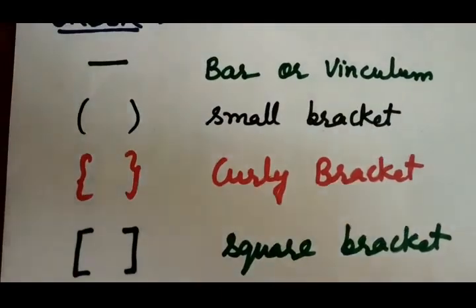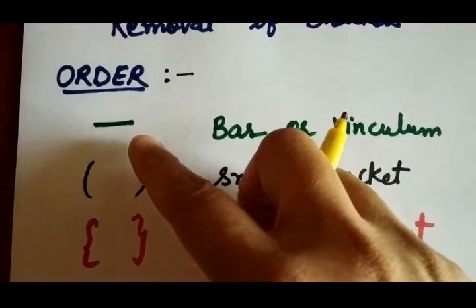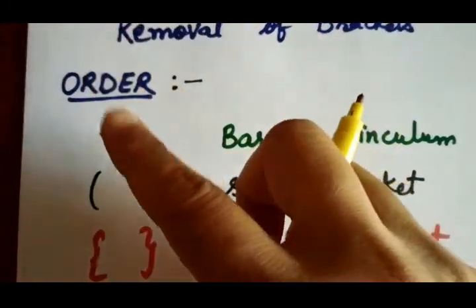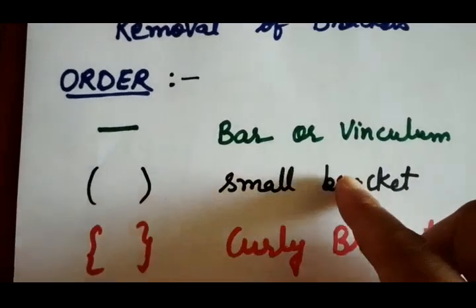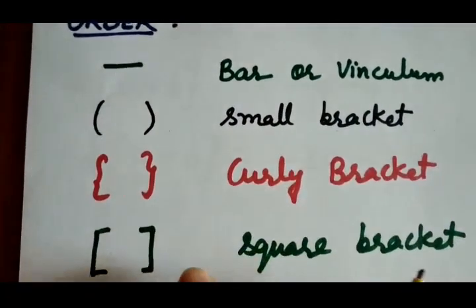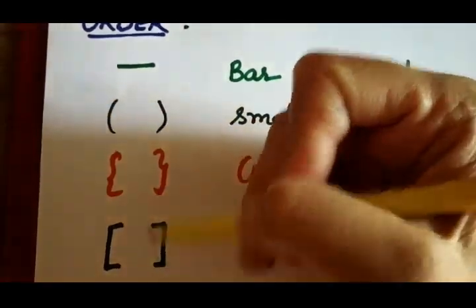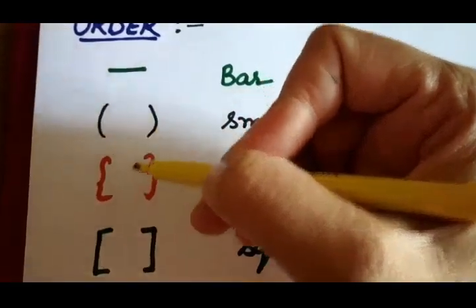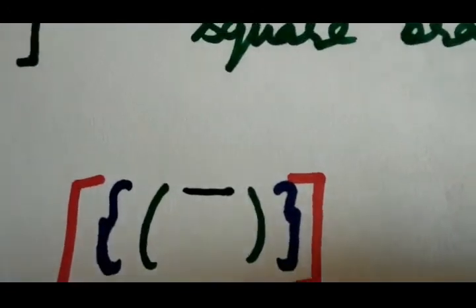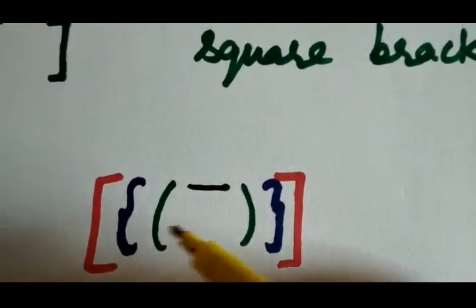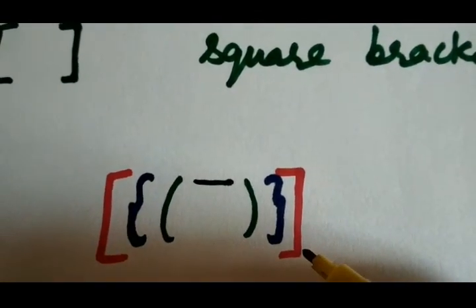So, what is the order of removal of brackets? In which order we have to remove the brackets? In any expression, the first bracket that we have to remove is a bar bracket or vinculum, and second bracket is a small bracket. Third bracket is a curly bracket, and fourth bracket that we have to remove is a square bracket. This is the order of removal of brackets: bar bracket, small bracket, curly bracket, and a square bracket.